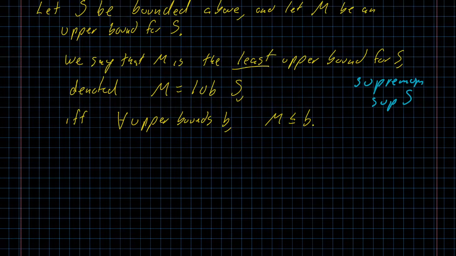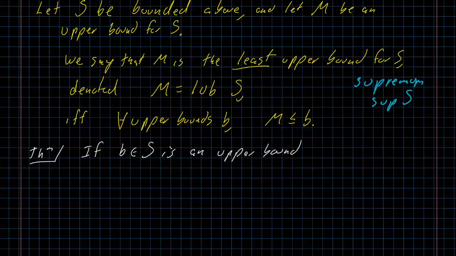All right, I'm going to write this as a theorem, although I'm not going to take the time to prove it. If an element of a set is in fact the least upper bound of that set, or if an element of a set is in fact an upper bound of the set, then that must be the least upper bound.